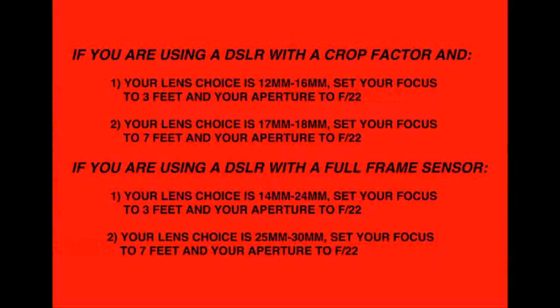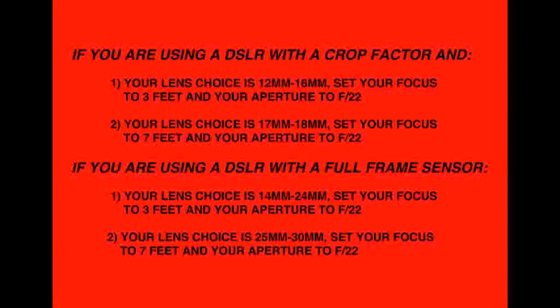Well, I've got a foolproof focusing formula, and I want to call your attention now to the screen and see how it reads. If you are using a DSLR with a crop factor, 1: your lens choice is 12 to 16 millimeter, set your focus to 3 feet and your aperture to f/22. Or 2: your lens choice is 17 to 18 millimeters, set your focus to 7 feet and your aperture to f/22.